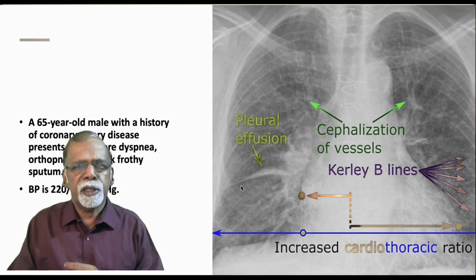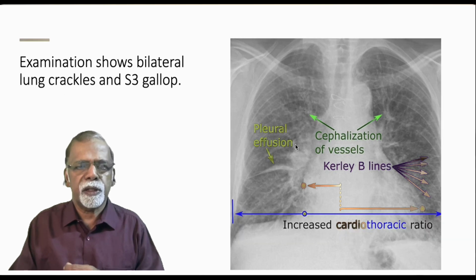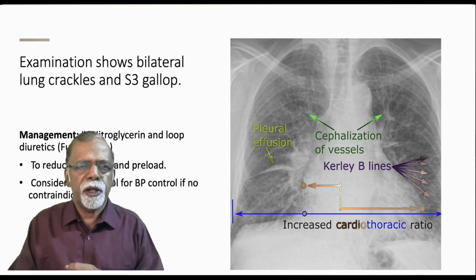This is another example, a patient presenting with acute pulmonary edema. Again, the BP is very, very high, so acute pulmonary edema is presenting as a feature of hypertensive emergency, acute left ventricular failure that affects the heart. So the clinical examination will show bilateral crepitations and an S3 gallop. Management is IV nitroglycerin and loop diuretics because they reduce the preload and afterload. Beta blockers are not preferred, but IV labetalol can be given if there are no contraindications, depending upon the clinical setting. Again, go by this algorithm.